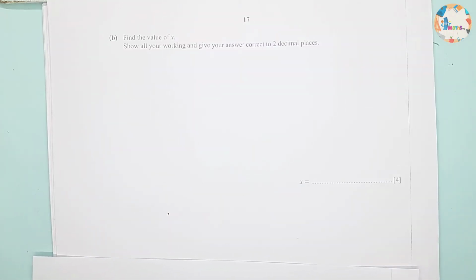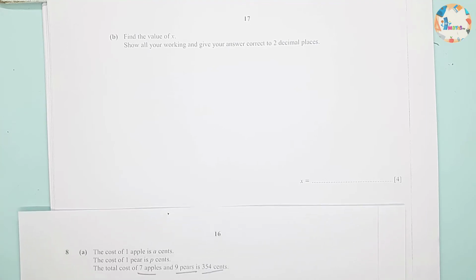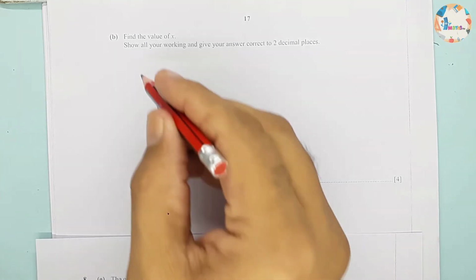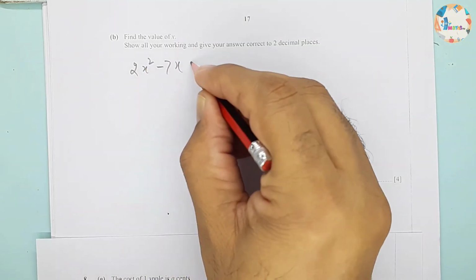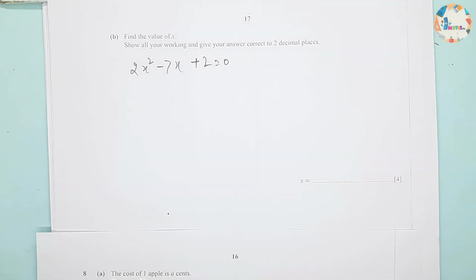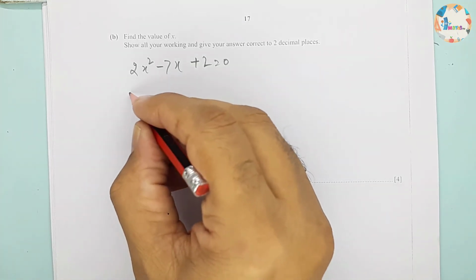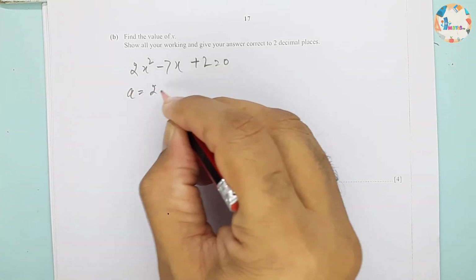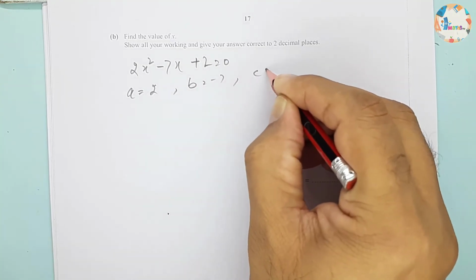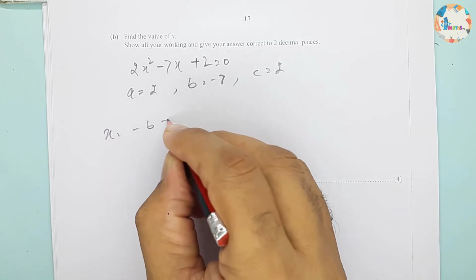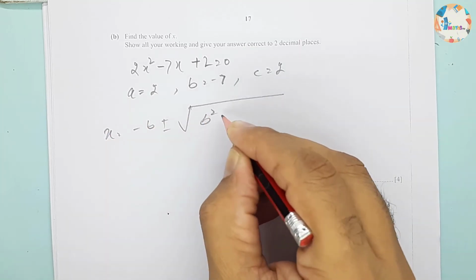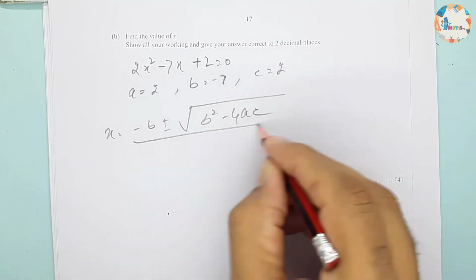Now find the value of x. Basically, we have to solve the same quadratic equation, which is 2x squared minus 7x plus 2 is equal to 0. This is the quadratic equation which we need to solve. We can apply the quadratic formula or factorization or whatever you like. So I will use the quadratic formula. a is equal to 2, b is equal to minus 7, and c is equal to 2. So we can use x is equal to minus b plus minus square root of b squared minus 4ac, over 2a.